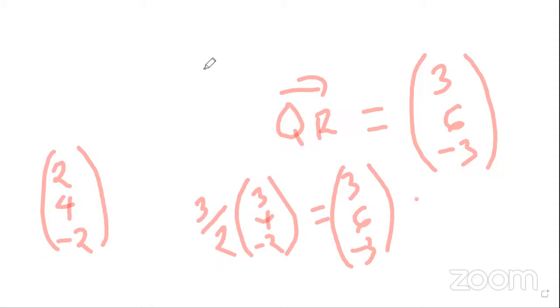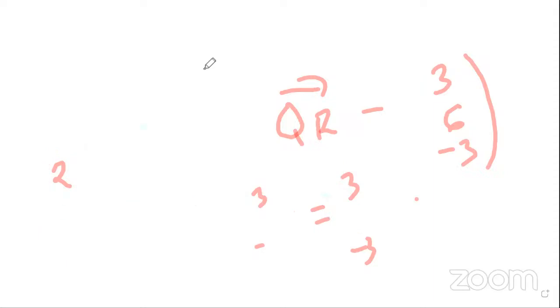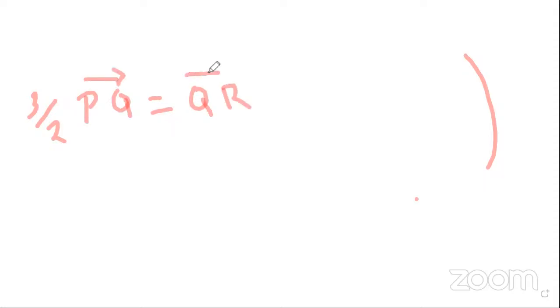So if that is the case, we said that 3/2, the first vector, you write that 3/2, the first vector. What was our first vector? Was it PQ? Yes. 3/2 PQ equals QR. And remember, these are vectors, so you put a direction there. 3/2 PQ equals QR.